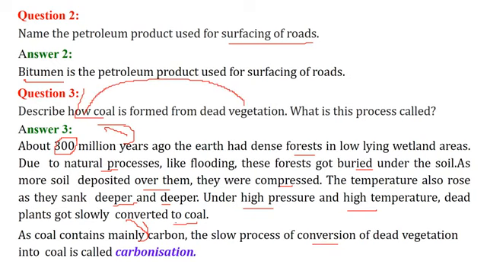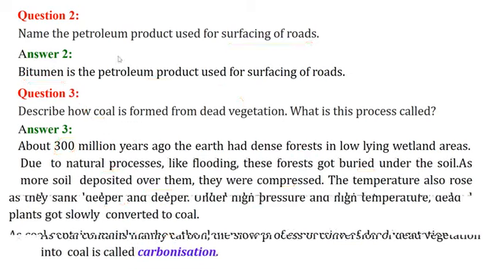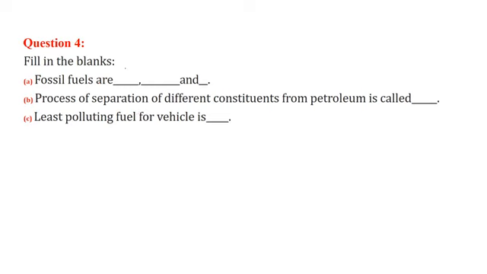the slow process of conversion of dead vegetation into coal is called carbonization. What is it called? Carbonization. Now we need to fill in the blanks.